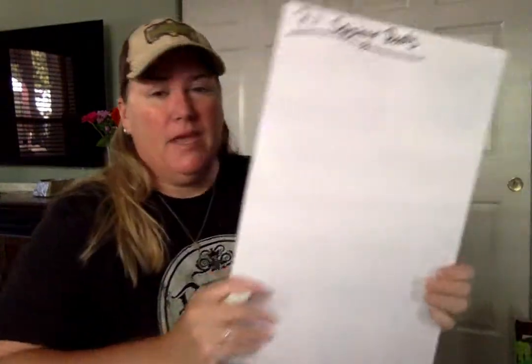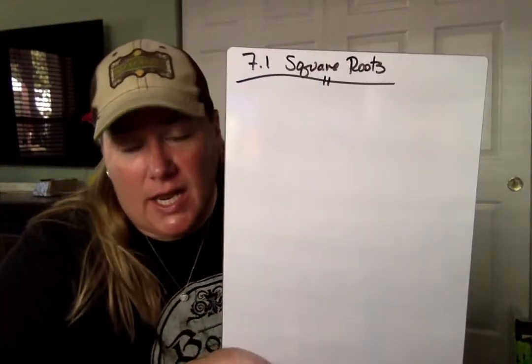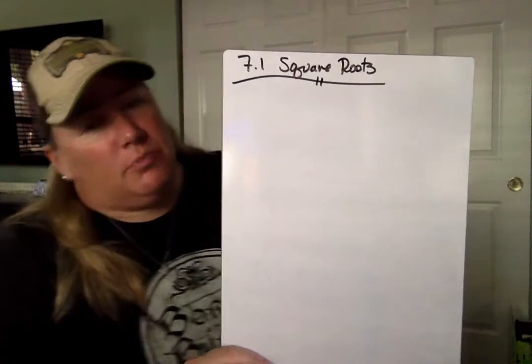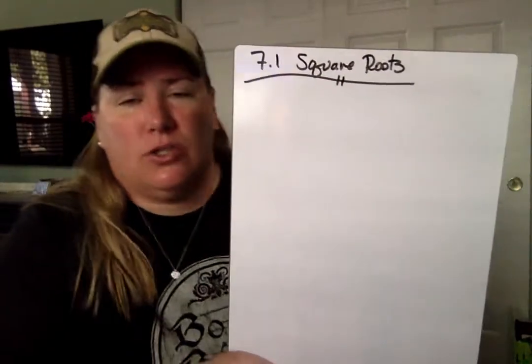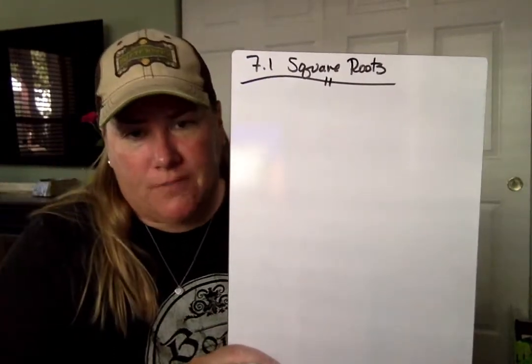I love this stuff. Okay, so Chapter 7, we're going to start on that. And 7.1 is about square roots. There's going to be some vocab on here, and I will be copying that down for you, taking pictures, and as you know, uploading it into your Google under your composition book. All right, here we go.